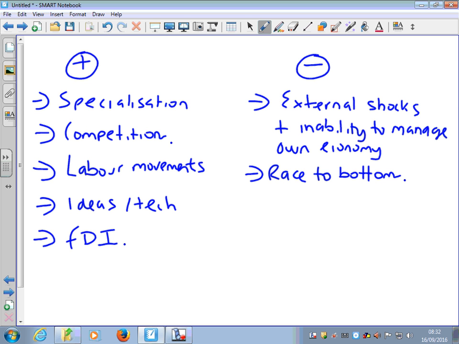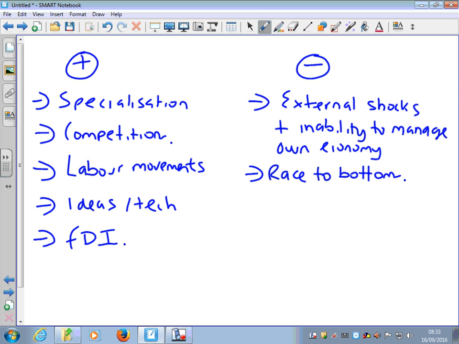With this one as well, you've also got economies that race to the bottom in terms of health and safety and human rights and environmental protection, all trying to lower their standards to make it cheaper to produce in their economy, to attract big firms to come to their economy.